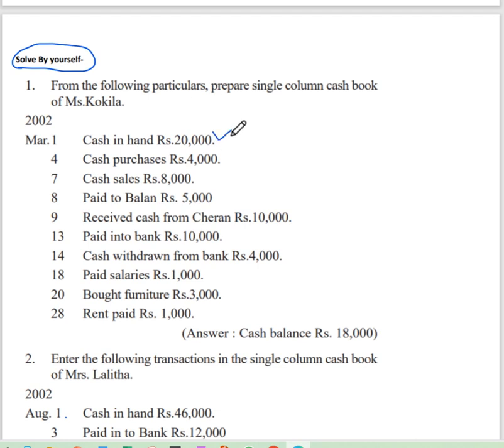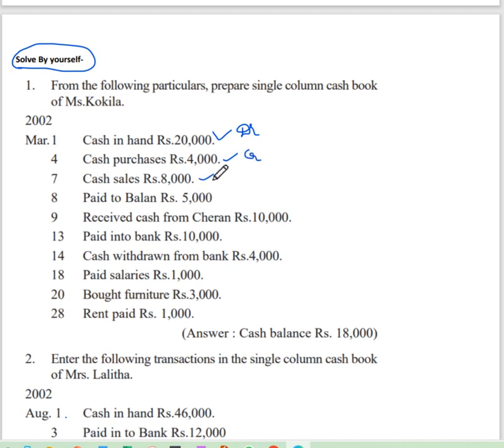Cash in hand, which side? By now I am sure that you must have understood cash in hand, to balance brought down. This is a debit side item. Very first day. Next, cash purchases. When we are purchasing, we are paying the cash. This is a cash payments. This is a credit side item.